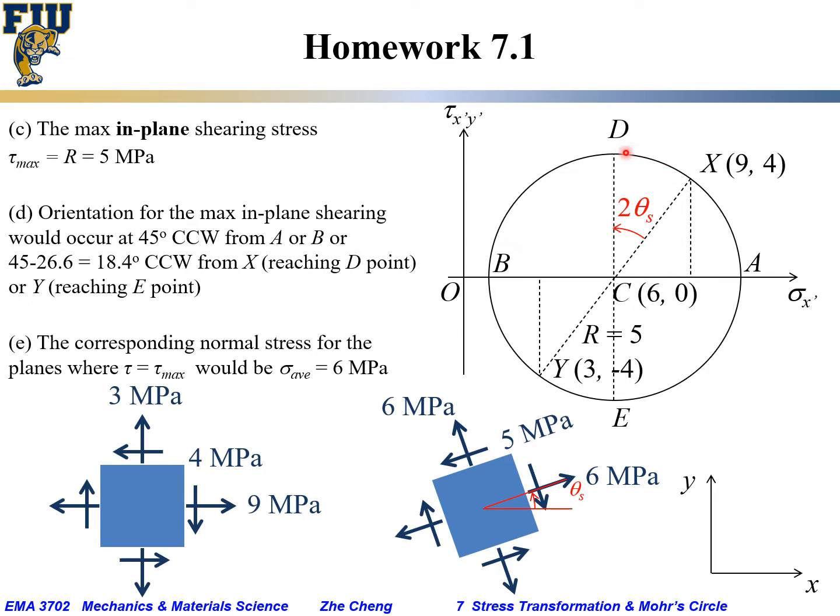So once we have the Mohr circle, we know X and Y, we then know the center C, and we also know the radius, and we know A and B, maximum tensile, minimum tensile. So the maximum in-plane shearing stress would be just the top of the Mohr circle or the bottom, which would be D point or E point, but the absolute value for the maximum shearing stress would just be the radius, which would be just 5 megapascal. Okay, and then where are they?